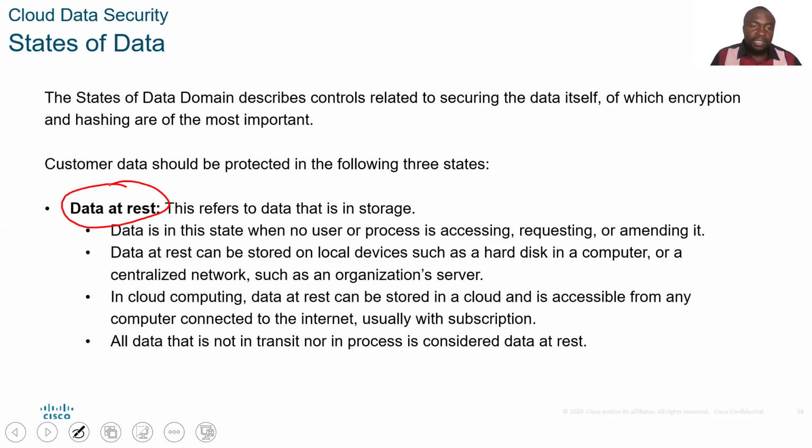Data is in this state when no user or process is accessing or requesting or even amending it. That is when it's at rest. Data at rest can be stored on local devices such as a hard disk in a computer or even a centralized network. In cloud computing, data at rest can be stored in the cloud and is accessible from any computer connected to the internet. So all data that is not in transit or in process is considered data at rest. So if I copy something into my flash, it's data at rest.